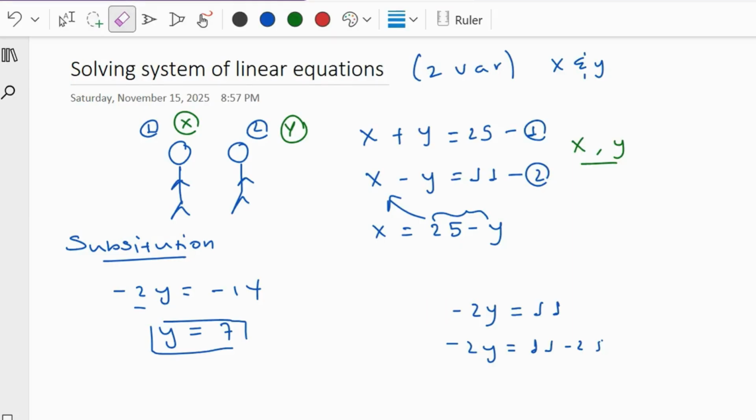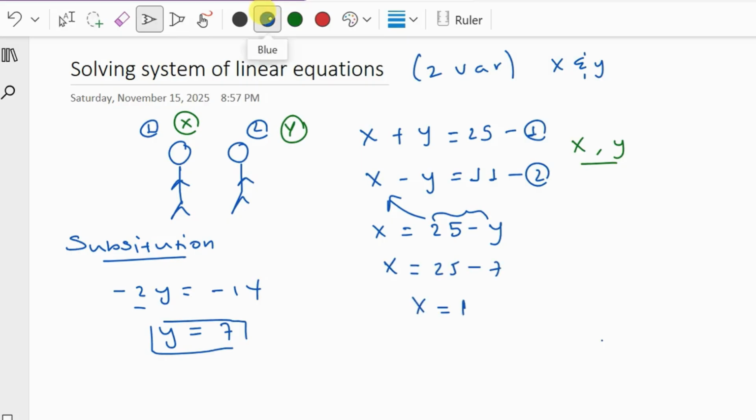Let me just erase this because we don't need them anymore. Okay. So I found that x equals 25 minus y. So x has to be 25 minus 7, which is x equals 18. So person 1's age is 18, and person 2's age equals 7.